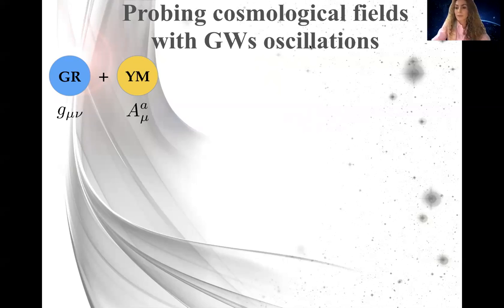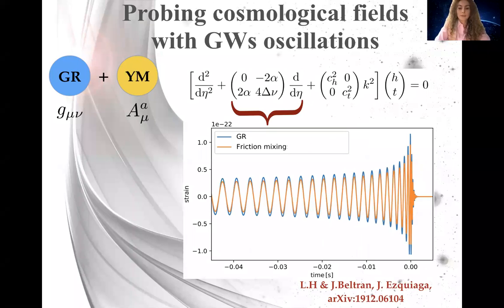The same thing can happen, for instance, in massive gravity. There you also have two tensor fluctuations, in bigravity, for instance. And if you have such a scenario where you have these two tensor fields, you can have such gravitational wave oscillations. This is just an example of a friction mixing, and you can already see the waveform is changed due to the oscillation between these two fields. And in this way, you can then go and look for such gravitational wave oscillations.